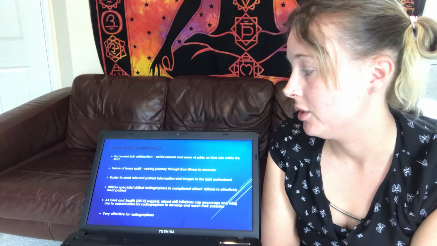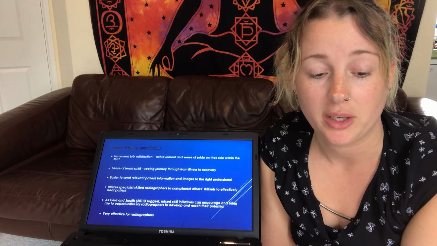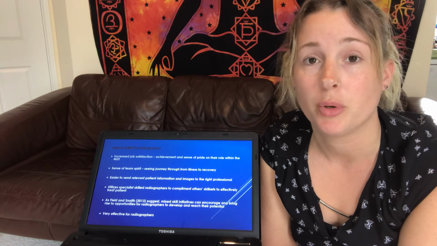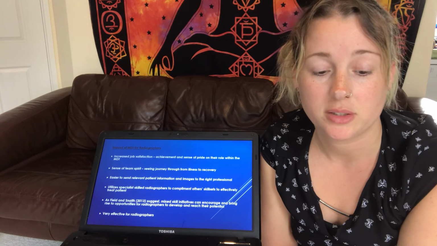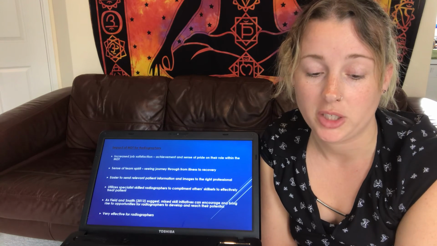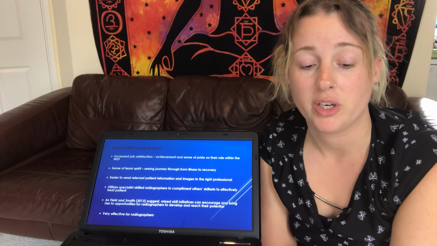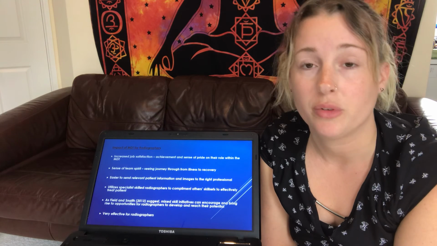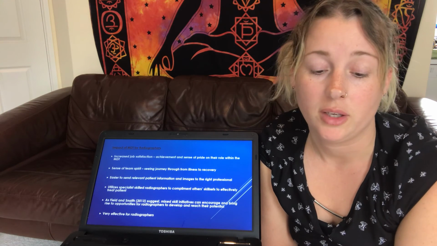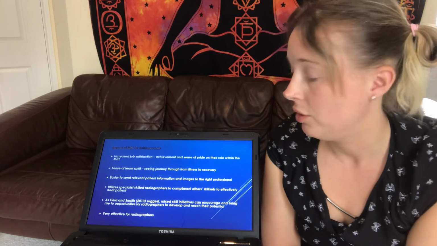So the impact of the multidisciplinary team for radiographers, and if it's effective. So generally it's very effective. It will increase job satisfaction through a sense of achievement and sense of pride of their role within the multidisciplinary team. Sense of team spirit, so seeing the journey through from illness to recovery. Easier to send relevant patient information and images to the right professional. It utilises specialised skilled radiographers to complement each other's skill set to effectively treat patients. And as Field and Snaith suggest, mixed skill initiatives can encourage and bring rise to opportunities for radiographers to develop and reach their potential. So overall, very effective.